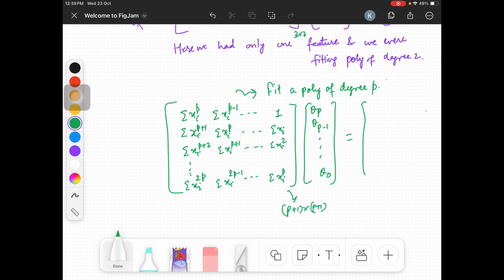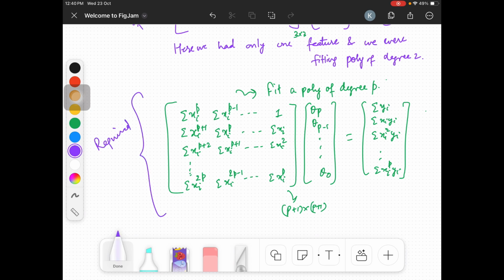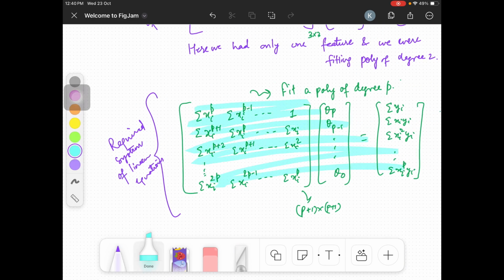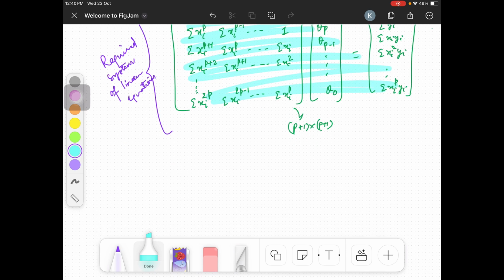Okay, and on the right hand side you will have yi, then you have xi yi, then you have xi square yi, and then you have xi p yi, right? So this is the system which you have to solve. So this is the required system of linear equations. Okay, so this is what you have to solve for. But you can see this is a complex system, right? It's not easy to solve. To solve this kind of system manually is a complex job, right? So that's why we want to use the Python codes.